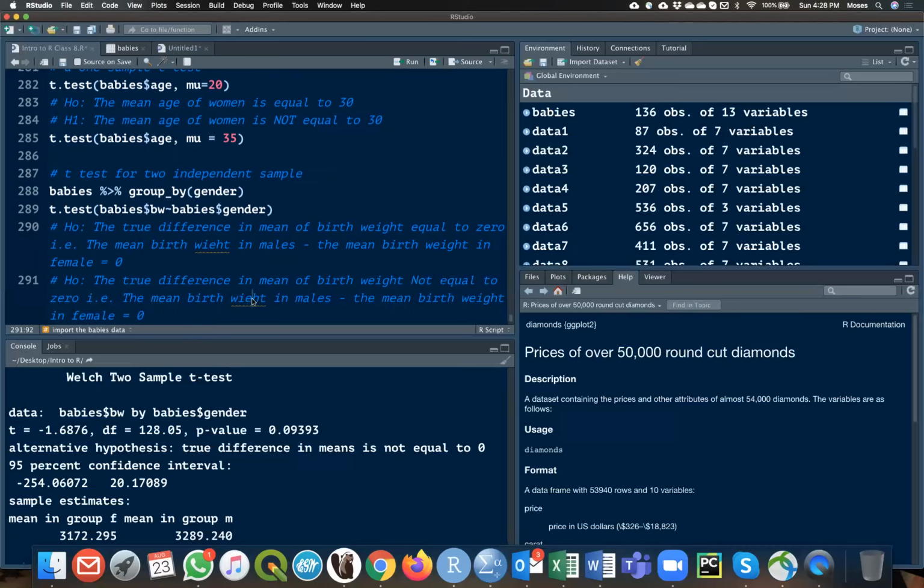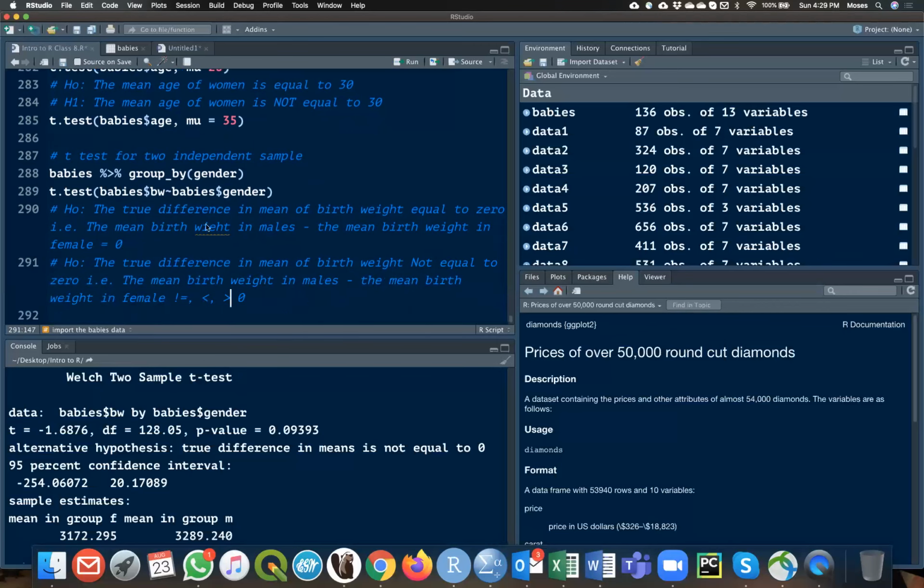That is, the birth weight in males minus that one. So here it can be not equal to 0, or it can be less than 0, or it can be greater than 0. So that's how we write the alternative.